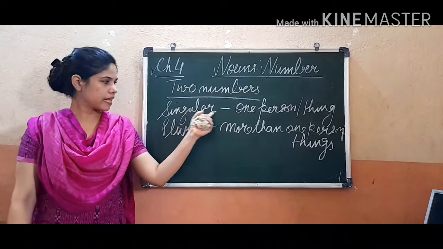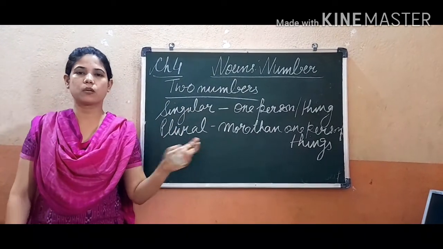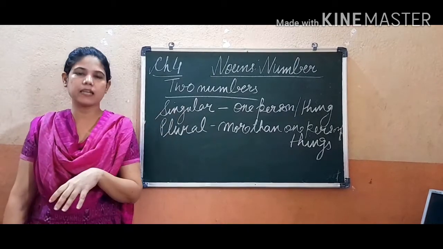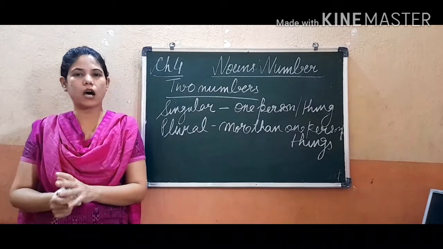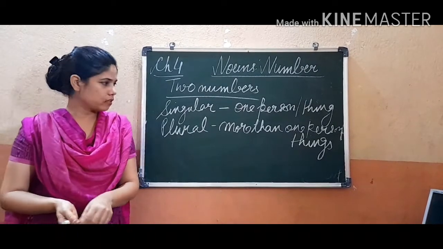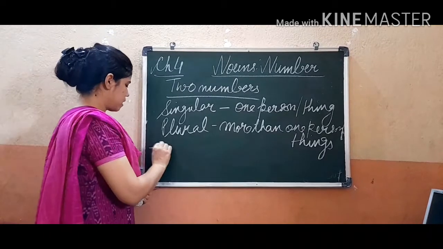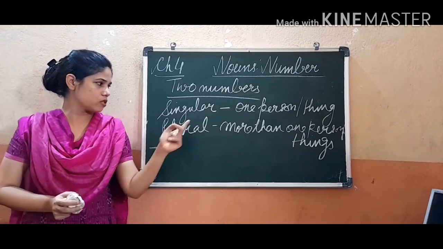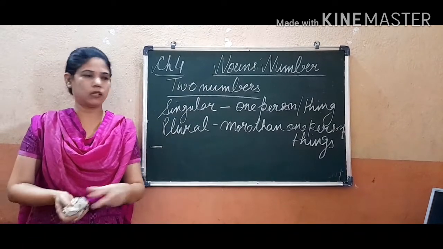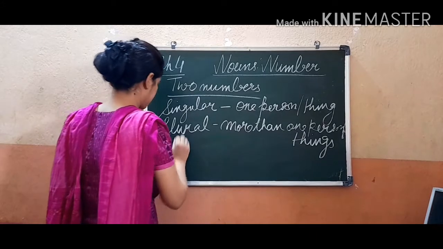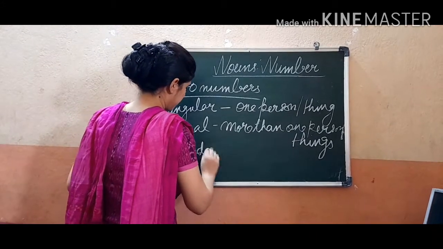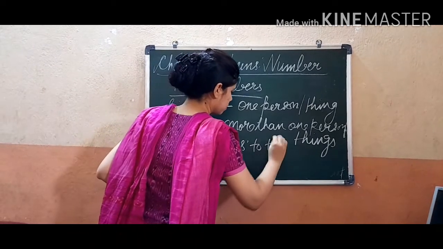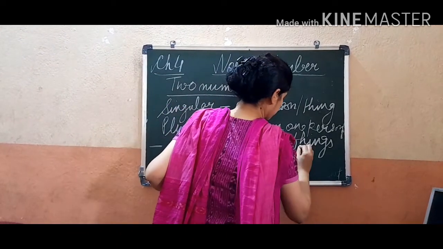To change singular number to plural number, there are rules. We'll go through various rules and see how we can change singular noun to the plural noun, one by one. First one is just simply by adding s to the singular noun, we can change from singular to plural.